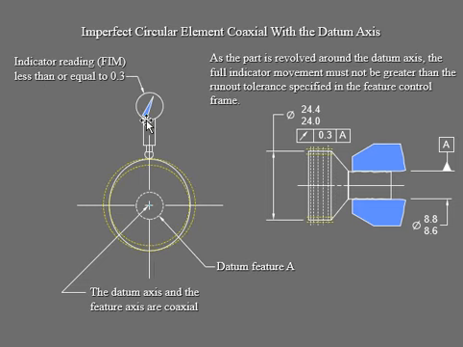Now we're going to gauge it so we can get our indicator reading, which is your FIM. That's going to be less than or equal to your, where is my control frame here? Yes, 0.3. Make sure you always check your tolerance.